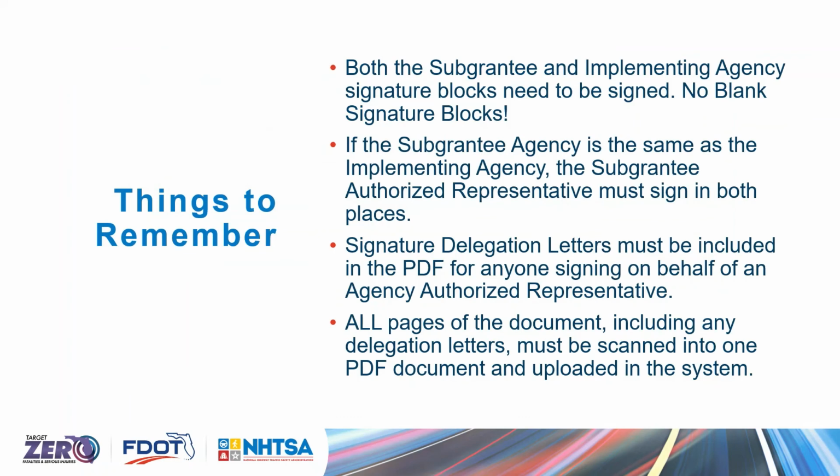So just a few things to remember. Please make sure that both the subgrantee and implementing agency signature blocks are signed. No blank signature blocks need to be uploaded into the system. So if the subgrantee agency is the same as the implementing agency, the subgrantee agency authorized representative would be signing for both blocks. Please do not submit it with only one signature in one block.